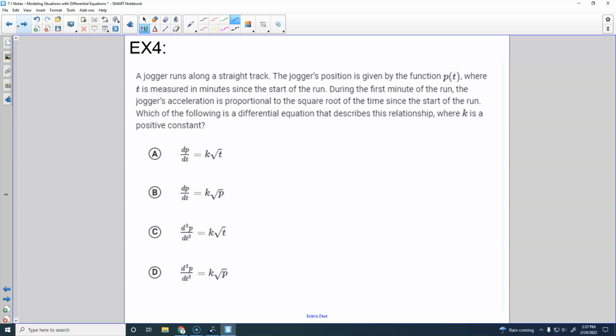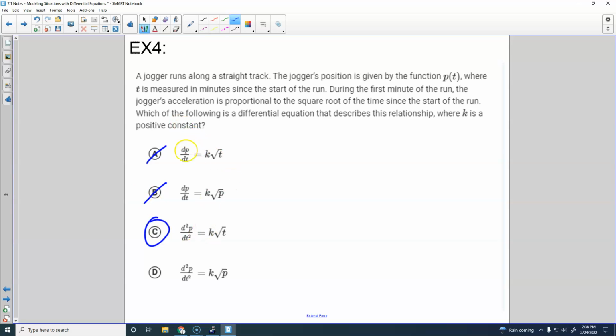So it would have to be squared because of acceleration. Okay, because it says P is our distance, so dP dt is velocity, so that's not what we're talking about. So you guys are correct. We can narrow it down to C and D, because it should be a second derivative. So it is proportional to the square root of the time, so that is going to be C. And that's just in the problem. Yeah, this is just interpreting.